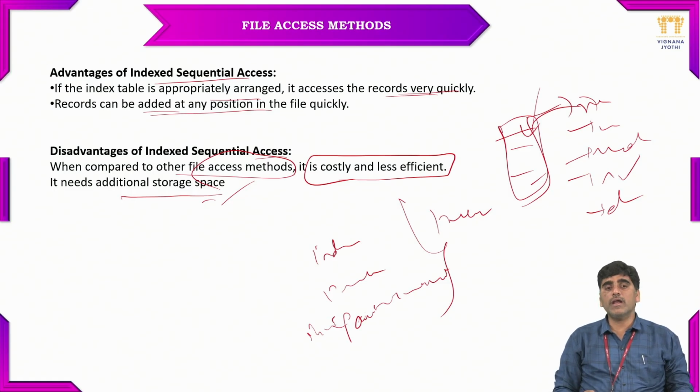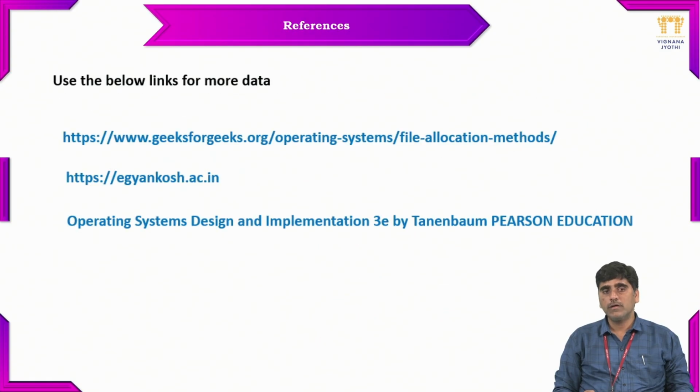So these are all the file access methods to access a particular file from the hard disk. I hope all of you understood these file access methods, and use the below links for more data about them.